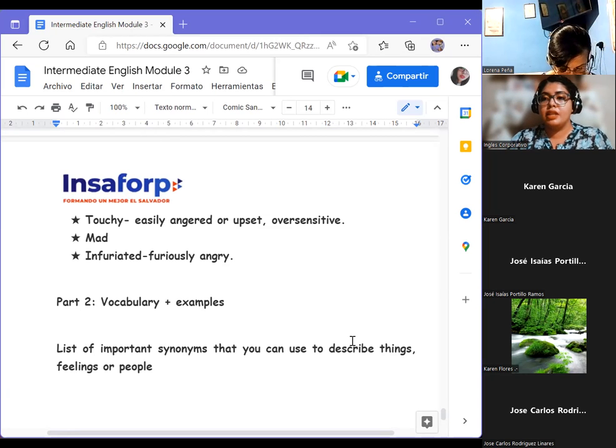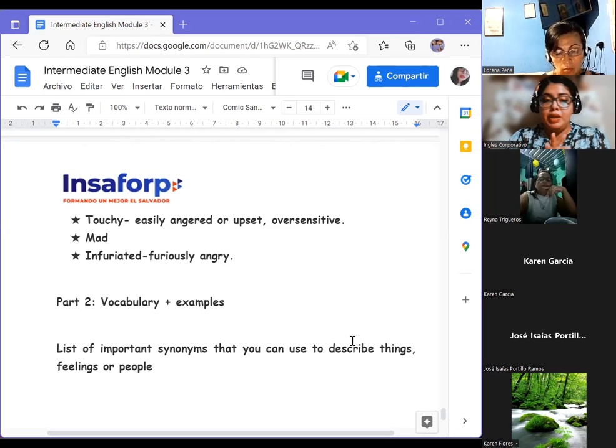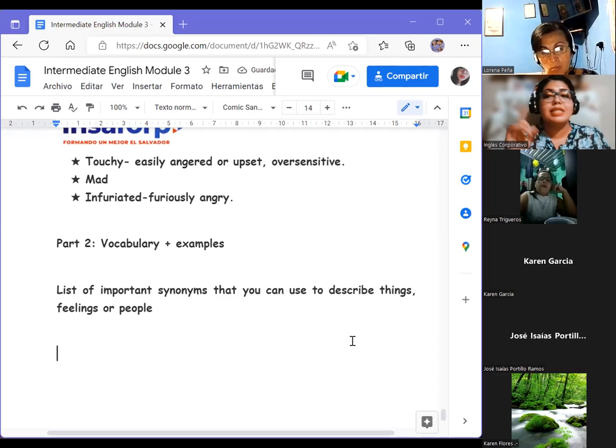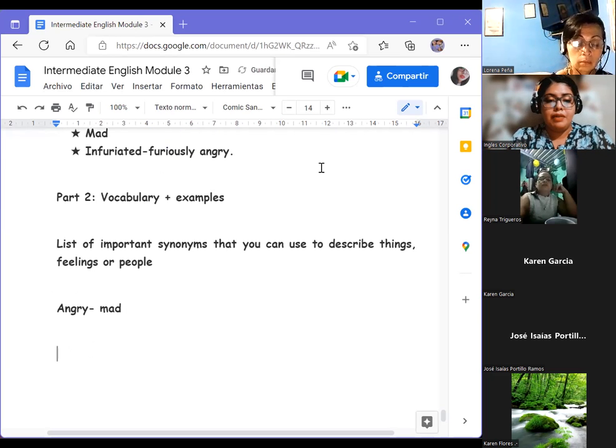people. So in this case, these words that we are going to use, we can use them to describe things, also feelings, and also people. So we have the first word that we are going to use, that is angry. Angry plus mad. In that case, we are going to use the synonym of angry, that is mad. We have angry and we have mad. And we have the example.